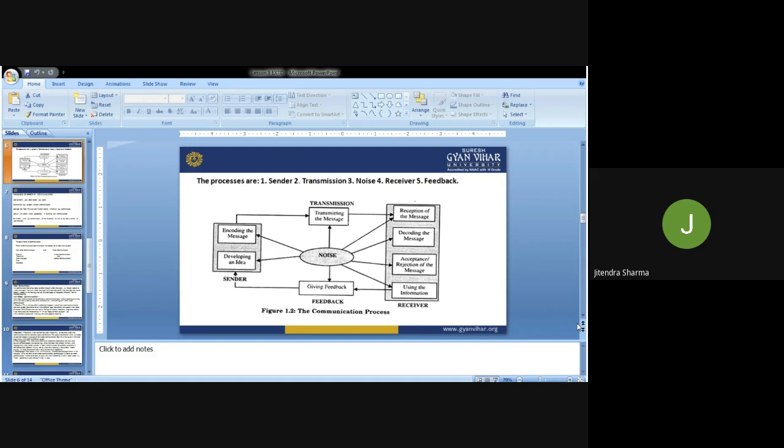In between we have encoding and decoding, which is very important. Reception of the message, decoding the message, acceptance or rejection of the message, using the information, that happens at the receiver's end. Now the feedback, giving feedback again to the sender, and in between we have noises. The noises are nothing but hurdles and barriers which do not allow the message to reach with the same spirit and manner in which it was encoded by the sender. So this is the process of communication.